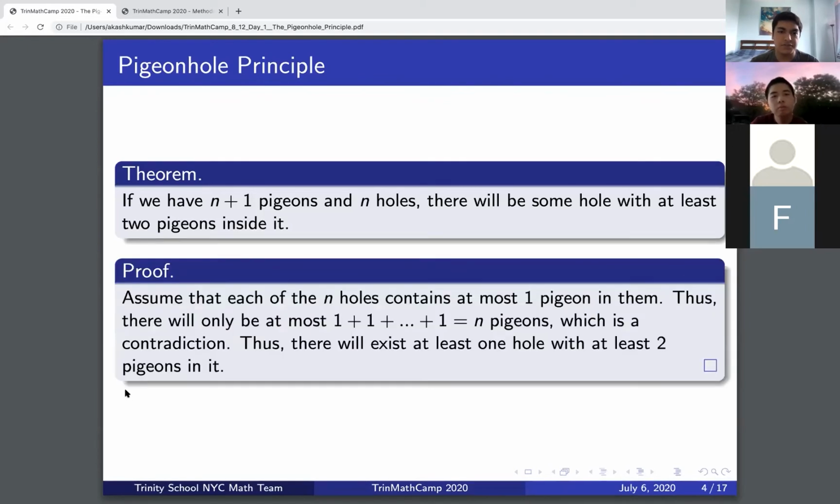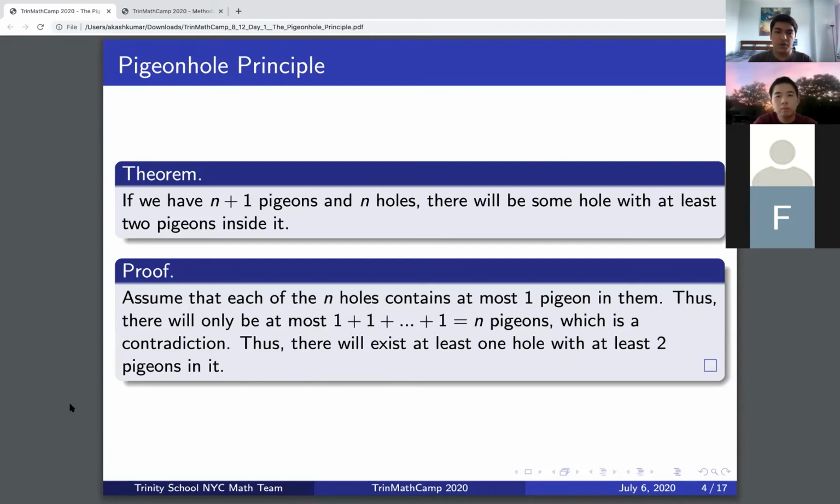So we can prove this formally. Formally, this is called a proof by contradiction, but even if you're not quite sure what that is, you can just reason through this. To get through this theorem formally, we can first assume that each of the n holes has at most 1 pigeon in it. So we're assuming the opposite of what we're trying to prove. We're trying to show there should be at least 2 pigeons inside a hole, and the opposite of that is that they have at max 1 per hole.